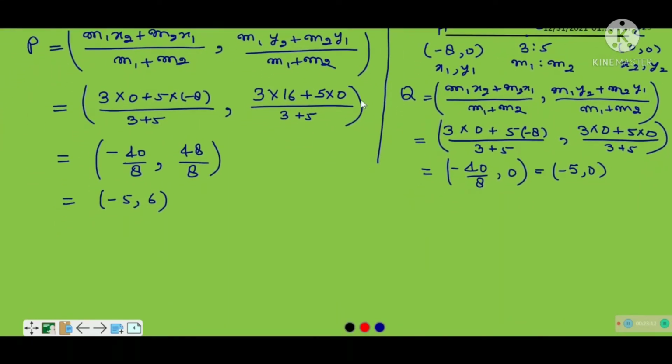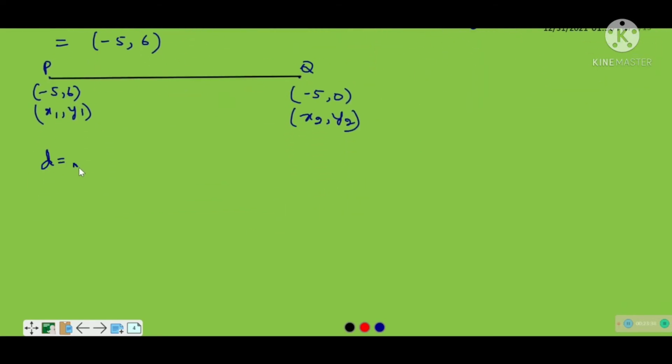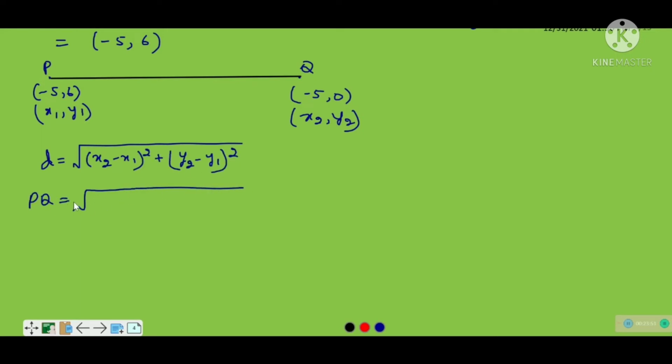चलिए अब फाइंड आउट करते हैं लेंथ PQ एंड BC. पहले लेंथ PQ कैलकुलेट कर रहे हैं. For this we are applying distance formula: x2 minus x1 whole square plus y2 minus y1 whole square, then whole under root. x1 y1 and x2 y2 are the end points of the line segment. Put the values of x1 y1 and x2 y2.